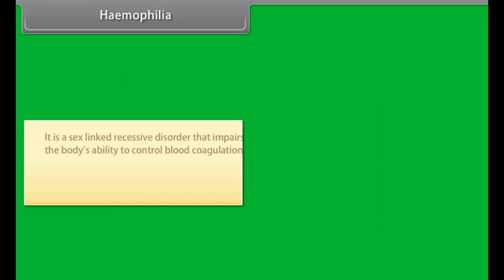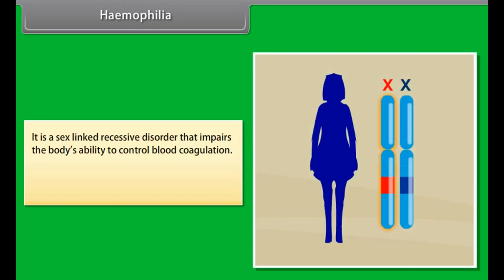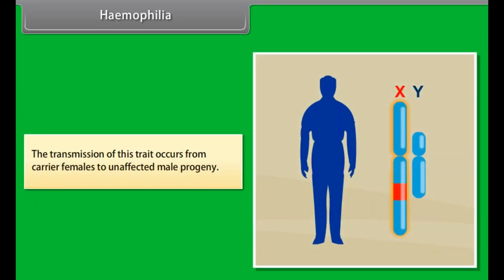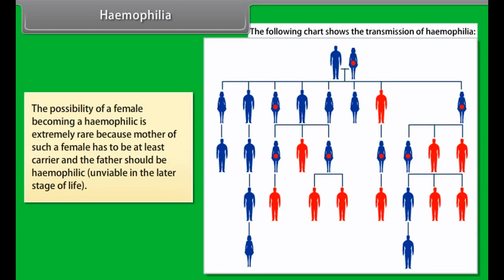Hemophilia. It is a sex-linked recessive disorder that impairs the body's ability to control blood coagulation. It is caused due to the deficiency of certain clotting factors. The transmission of this trait occurs from carrier females to unaffected male progeny. The possibility of a female becoming hemophilic is extremely rare because the mother of such a female has to be at least a carrier and the father should be hemophilic, unviable in the later stage of life.